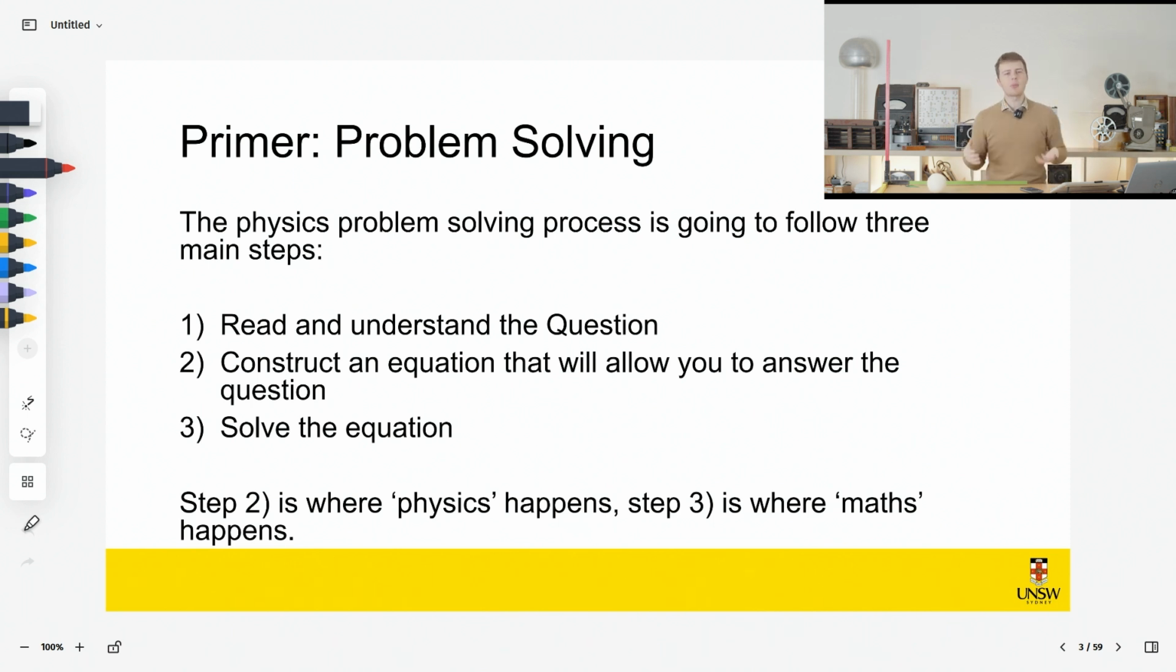We're going to be doing problem solving a lot in physics, right? And in problem solving, what's going to happen is you're going to be given a question. For example, Tom has a ball, and Tom drops it from the tip of his head off to the floor. How long does the ball take to reach the ground?